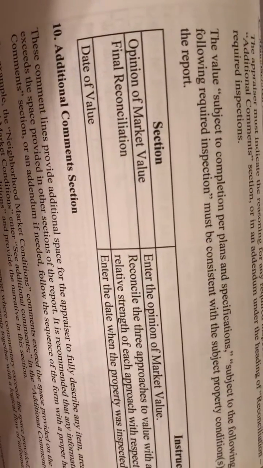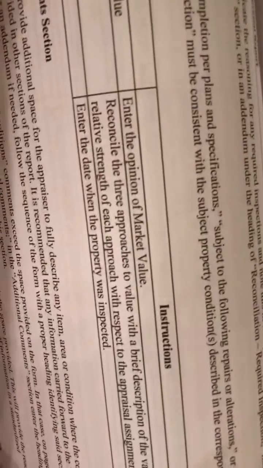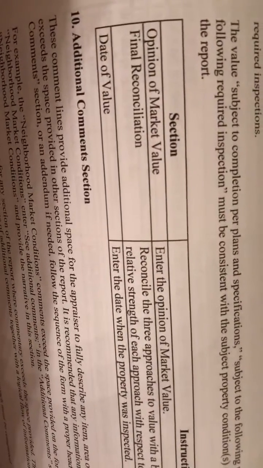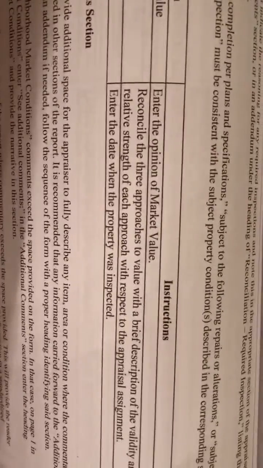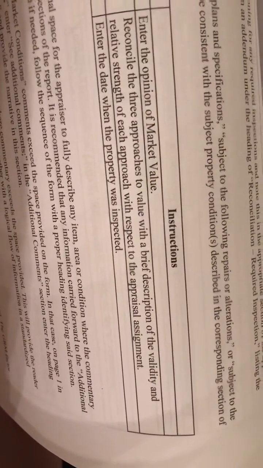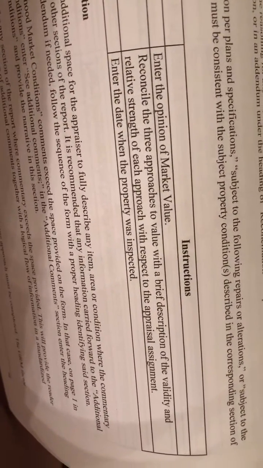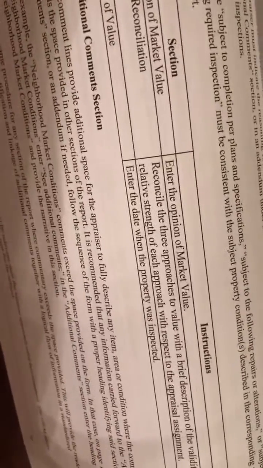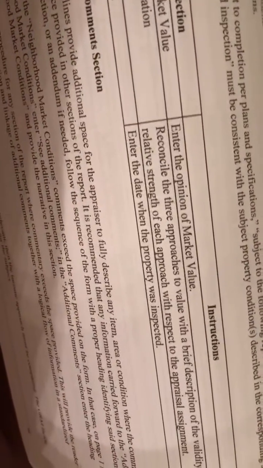Section and instructions. Section: Opinion of market value. Instructions: Enter the opinion of market value. Section: Final reconciliation. Instructions: Reconcile the three approaches to value with a brief description of the validity and relative strength of each approach with respect to the appraisal assignment. Section: Date of value. Instructions: Enter the date when the property was inspected.